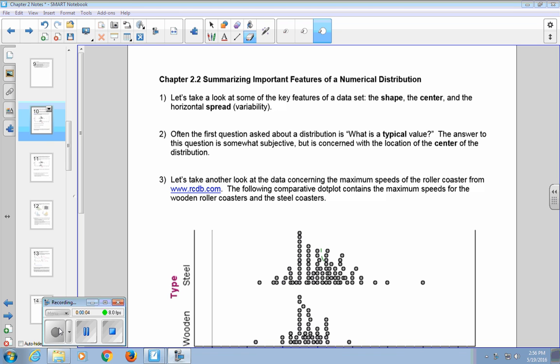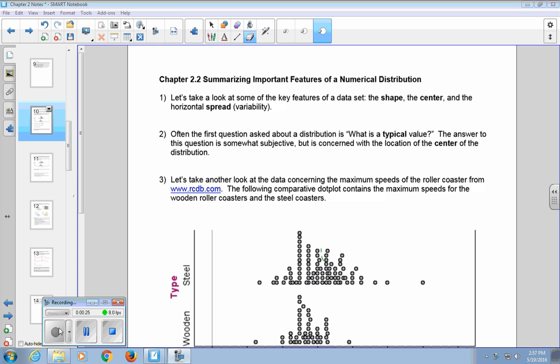Okay, chapter 2.2, summarizing important features of a numerical distribution. Let's take a look at some of the key features of a data set: the shape, the center, and the horizontal spread or variability. So we're going to keep these concepts somewhat informal for now, and later on we'll look at some more formal ways of doing this, some calculations for it, and some formulas.